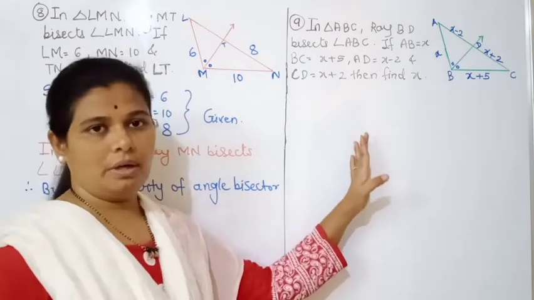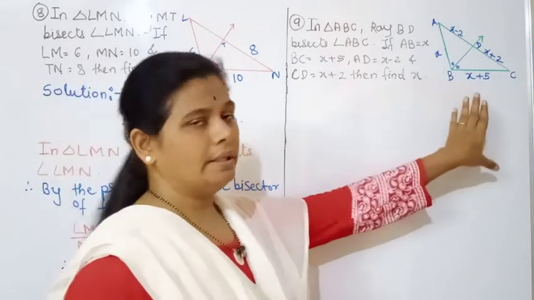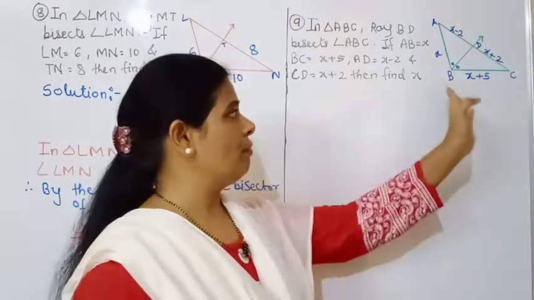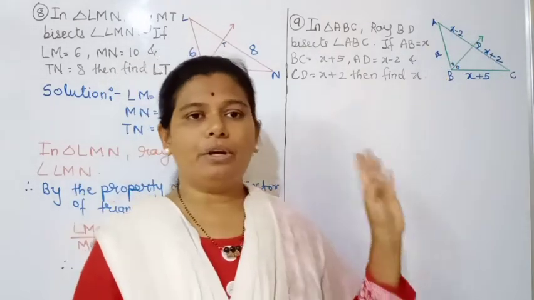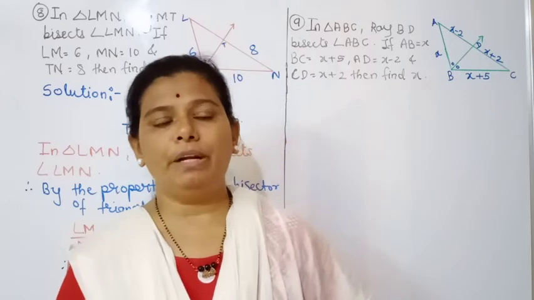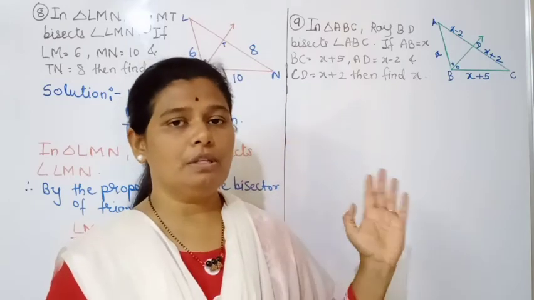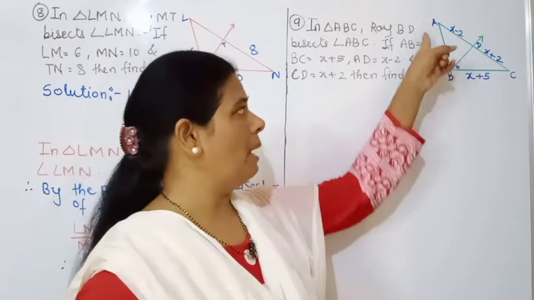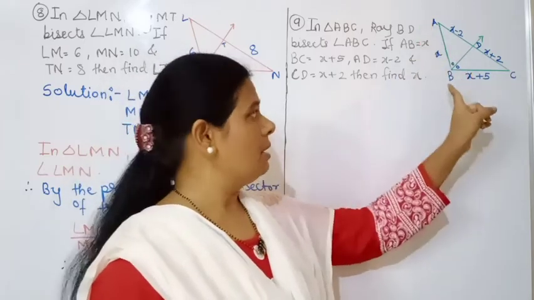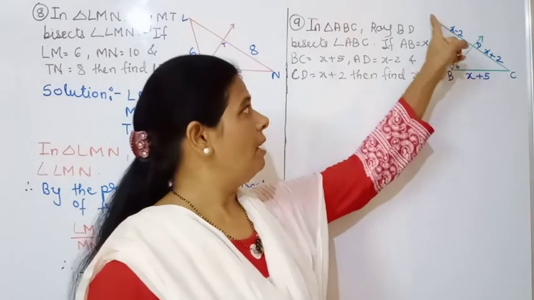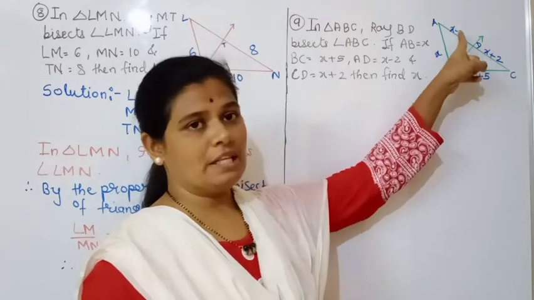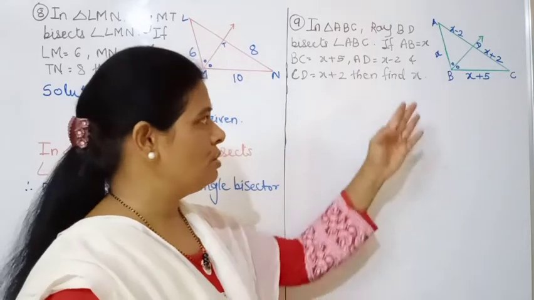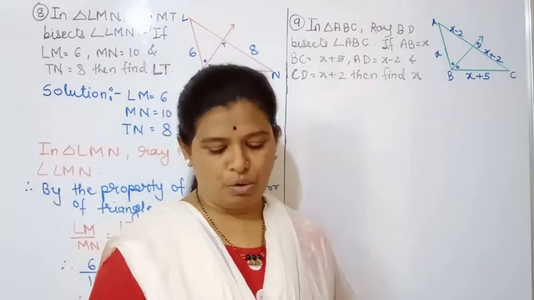Okay. In this next example also, we can see that the diagram is given to you. The ray BD is the bisector of angle ABC. And here also they have given us the measurements, but in a different form, that is in the x form. AB is x, BC is x plus 5, AD is x minus 2, and CD is x plus 5. So by using this information, we have to find the value of x.